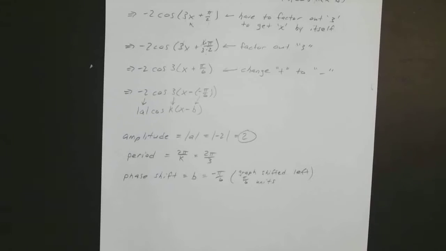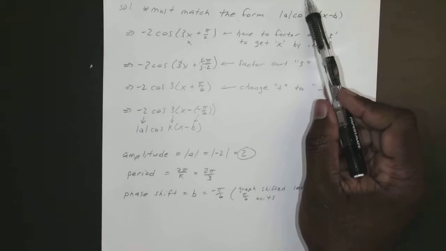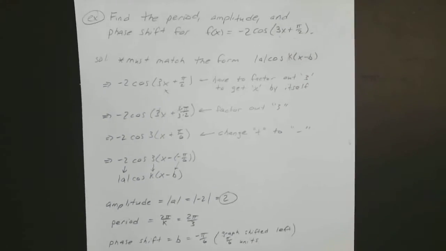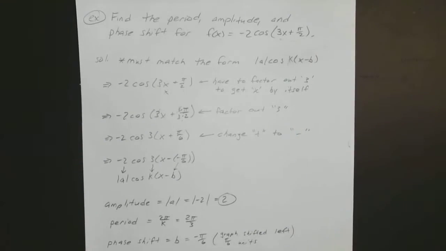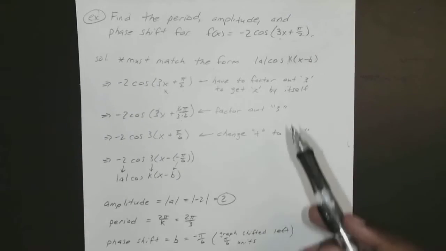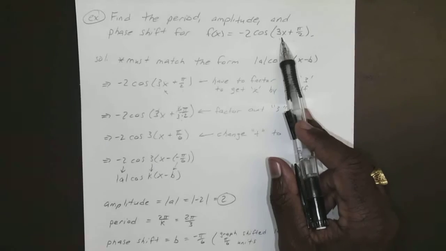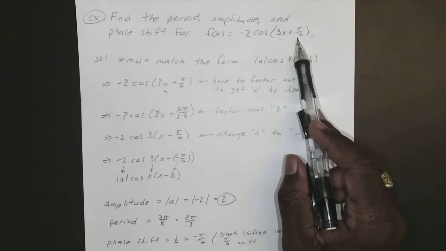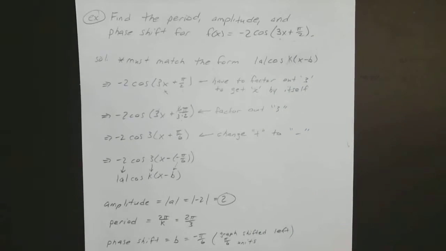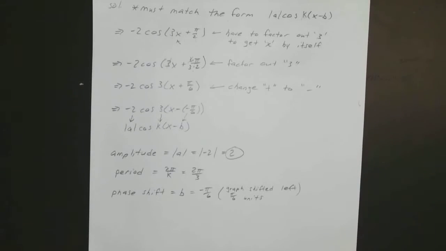All right, so any questions on that? Like I said, other than having to kind of mess around with it a little bit, it's really kind of the same thing. You just want to make sure that that x is by itself. And if it's not, if you had a 7x here, then you'd just multiply this by 7 over 7, and then factor the 7 out of both of them.